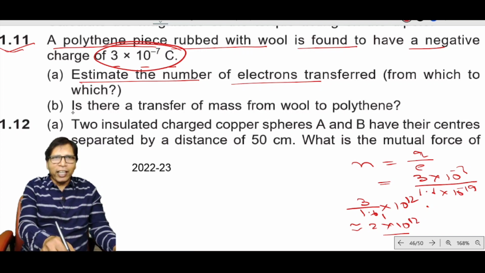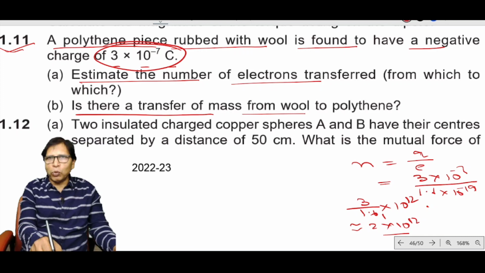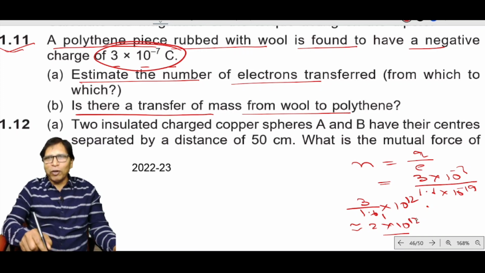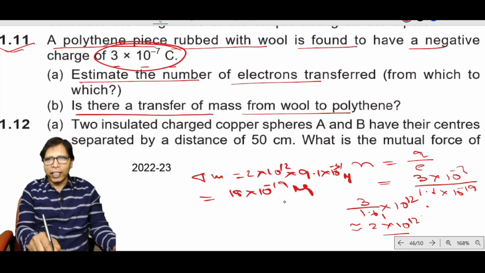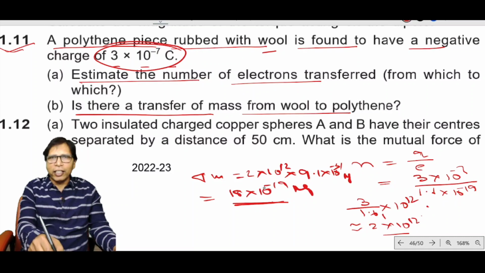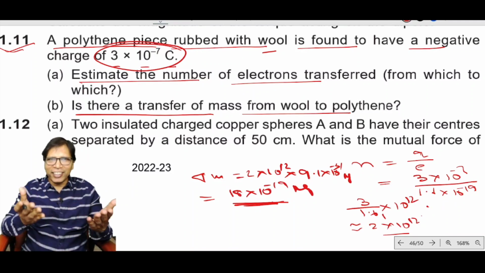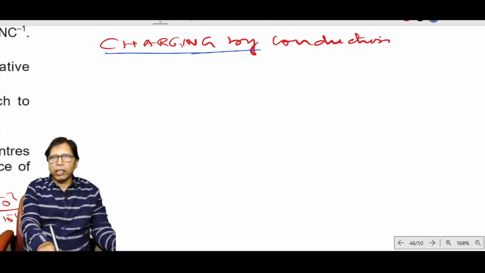Now, second question: is there any transfer of mass from wool to polythene? Yes. The increase of mass of polythene, delta M, equals 2 × 10^12 times the mass of one electron, which is 9.1 × 10^-31 kg. So this is almost 18 × 10^-19 kg. So the increase of mass of polythene is this, and the decrease of mass of wool is this.